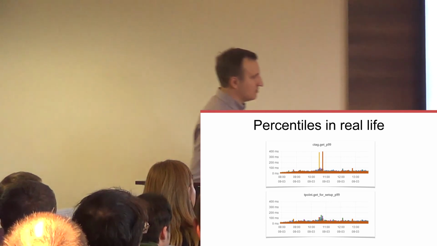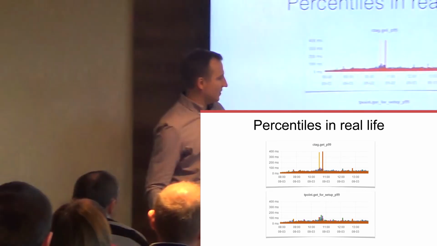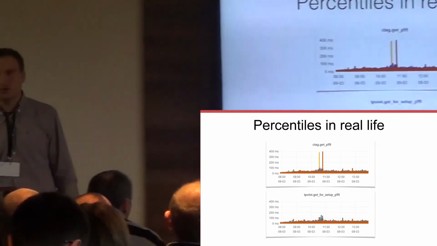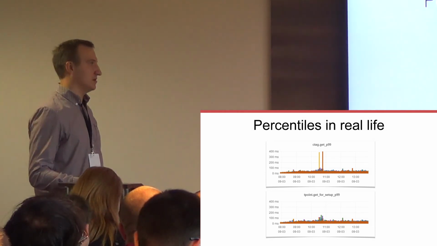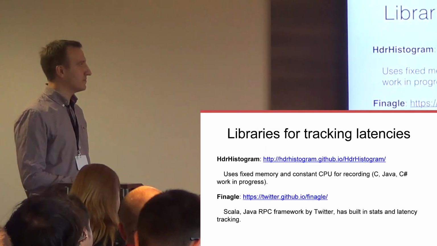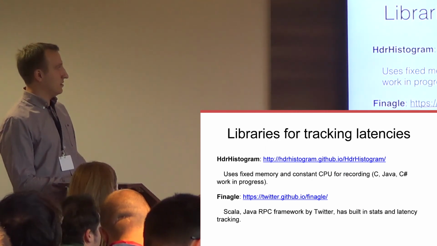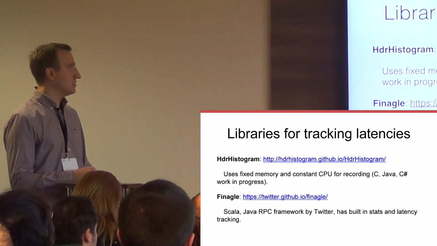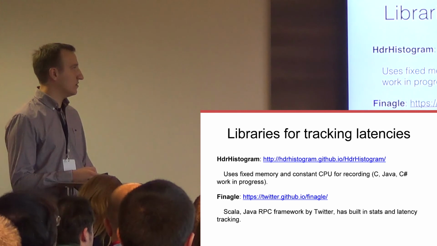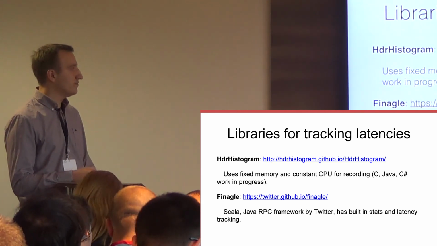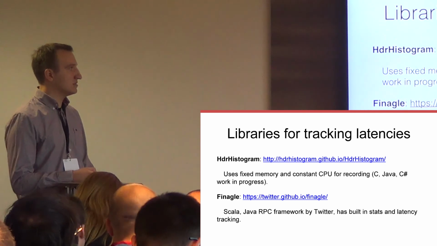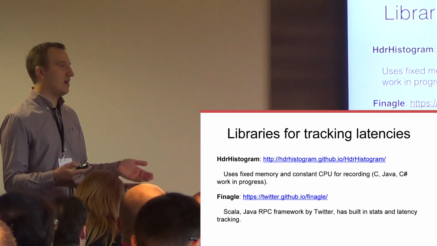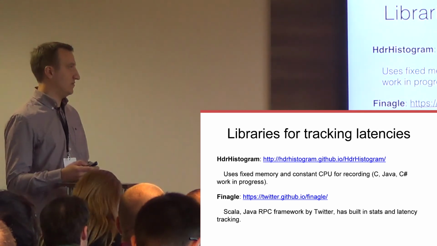There might be a bigger, steep hill, but you wouldn't notice it in your averages. So don't measure latencies in averages. Some great libraries for tracking latencies in percentiles: the greatest one, I guess, for Java is HDR Histogram. It uses fixed memory and constant CPU for recording and sorting and figuring out the 99th, 95th, and whatever percentile you want; you can configure that.